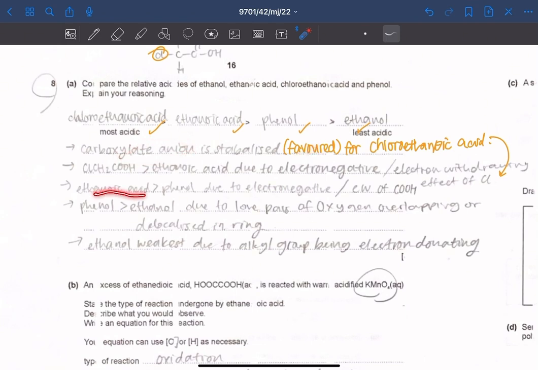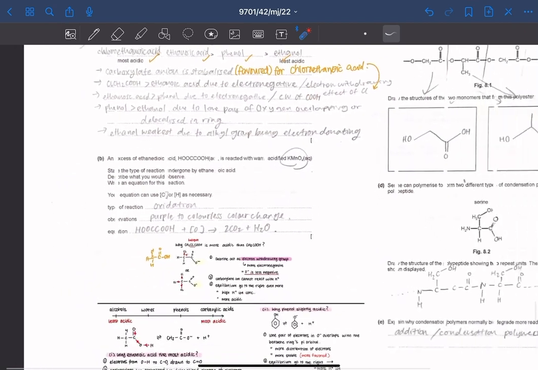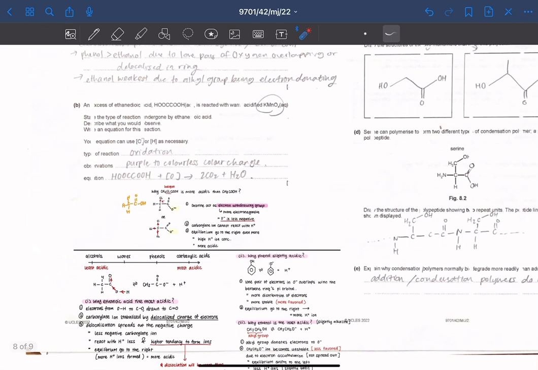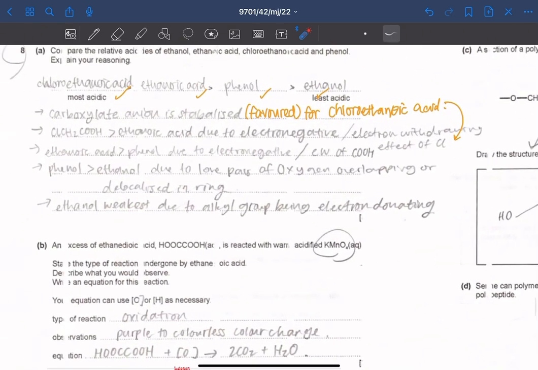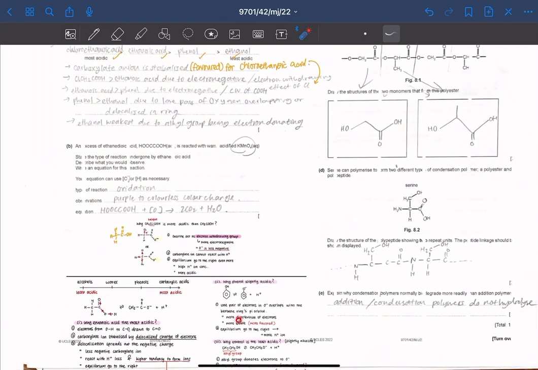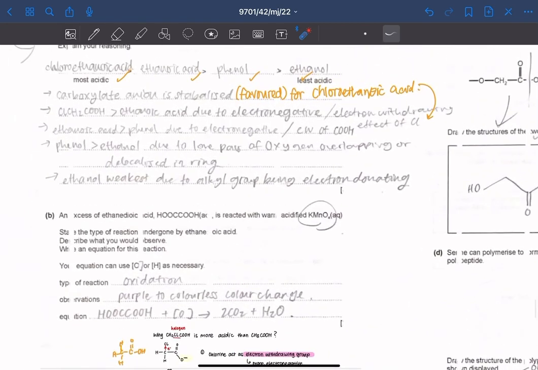And next, ethanoic acid is more acidic than phenol because of the electron withdrawing effect of the C=O group. And next, you could say phenol is more acidic than ethanol due to the lone pair of oxygen overlapping or delocalizing into the benzene ring, making it more stable because of more distribution of electrons, and equilibrium goes to the right. Ethanol is weakest due to the alkyl group being electron donating rather than electron withdrawing.